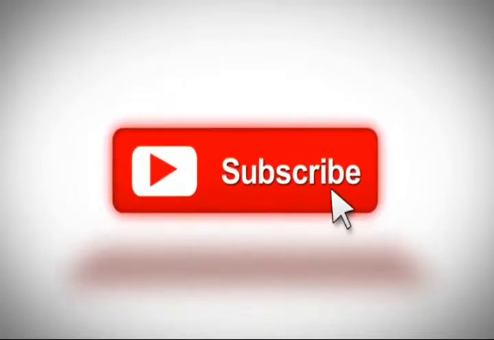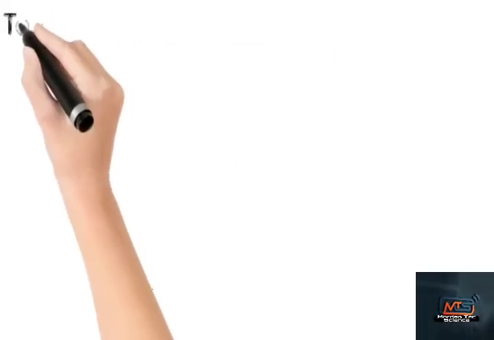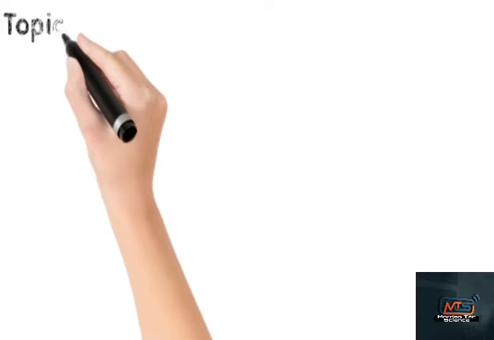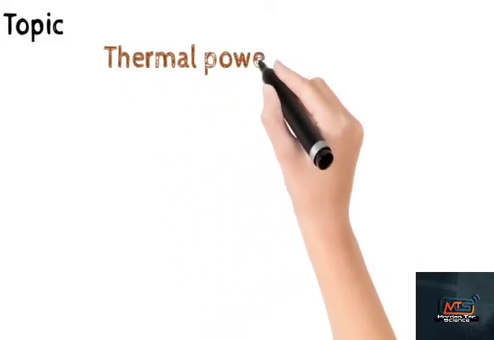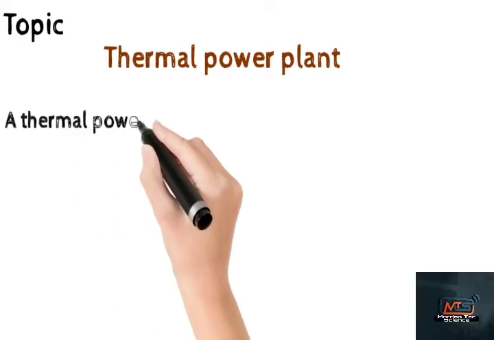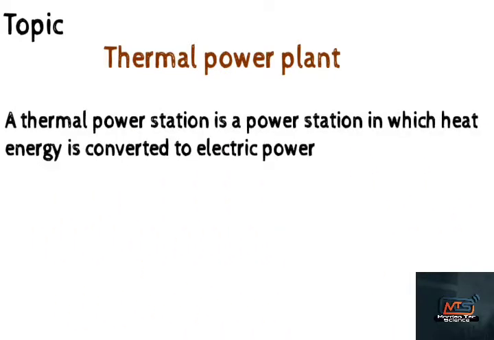As in the previous video, we have discussed what a power plant is and its types. In this video we will discuss its first type, that is thermal power plant, and its working. Let's start our topic. We will discuss what a thermal power plant is. A thermal power station is a power station in which heat energy is converted to electric power.